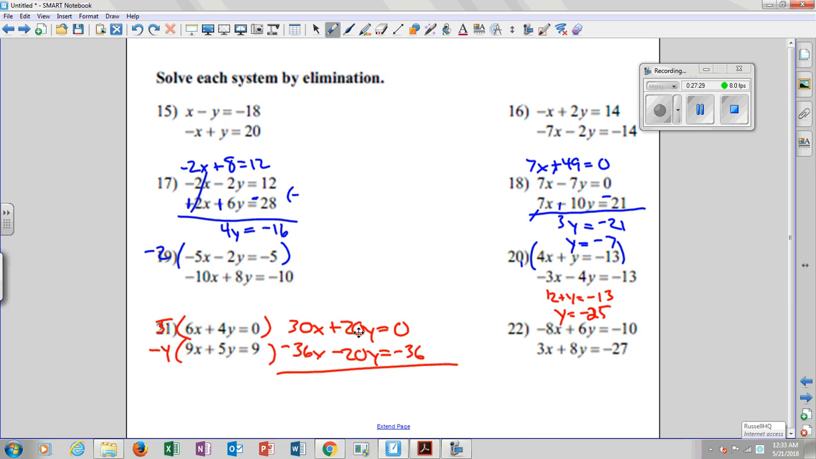Remember, your goal is to have them be opposites of each other, same number. And that's what we have now. Your y's cancel. 30 minus 36 gives me negative 6x equals negative 36, so x equals 6. Plug that in up here. 6 times 6 is 36 plus 4y equals 0. Subtract the 36. 4y equals negative 36, and y equals negative 9.